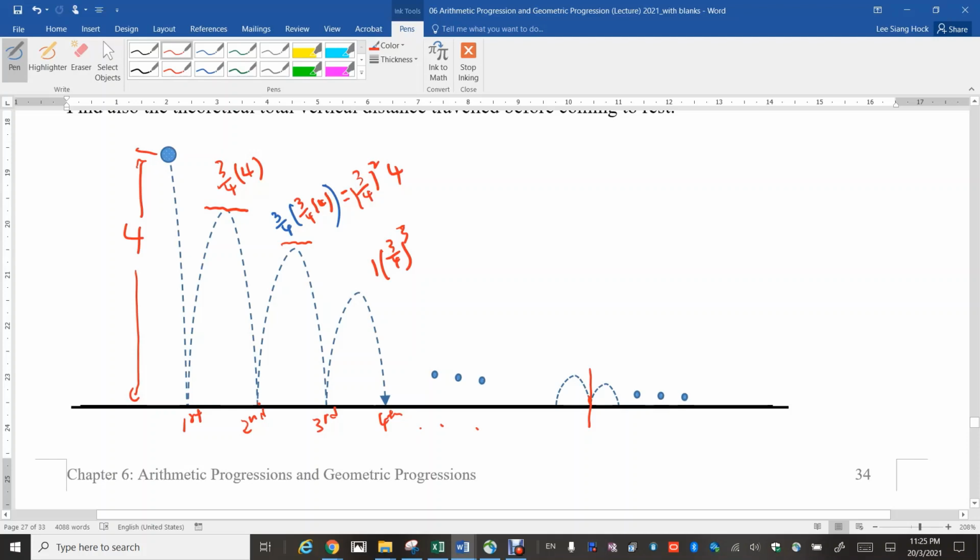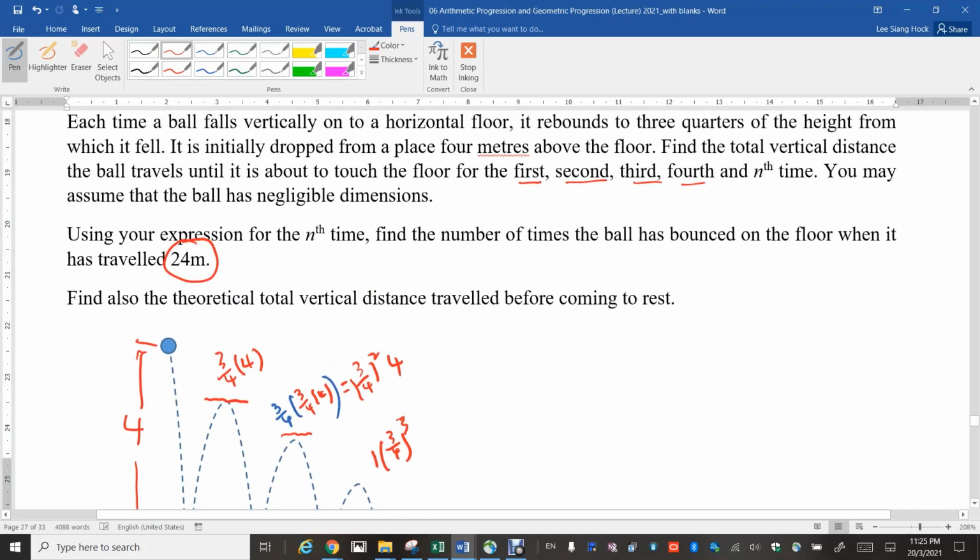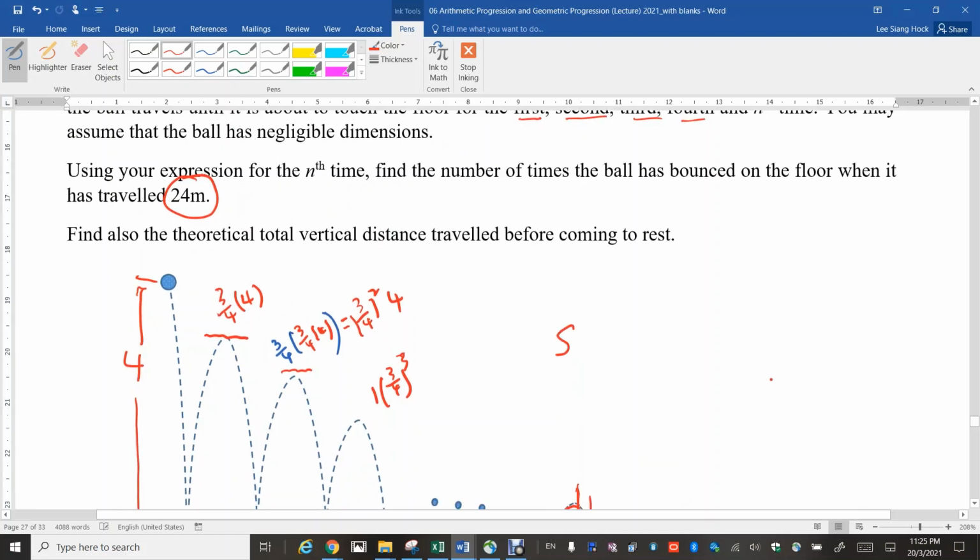No, it could be more. Okay, this one could be more. Maybe the 24 meters when you reach here is exactly 24 already. So it doesn't matter. We just need to make sure that just before I bounce, it is more than or equals to 24. That's good enough. Okay, so basically we want the sum of n terms to be greater or equals to 24.